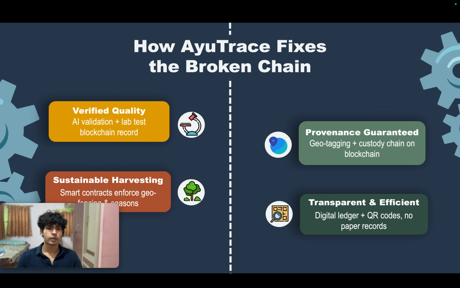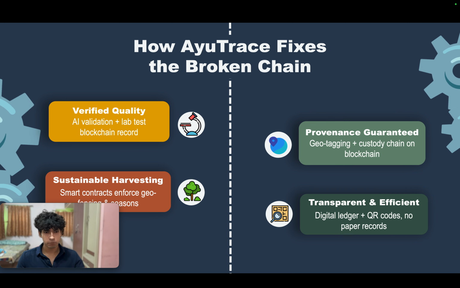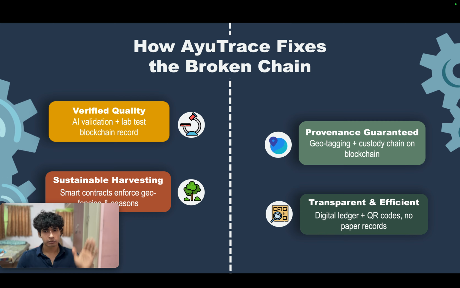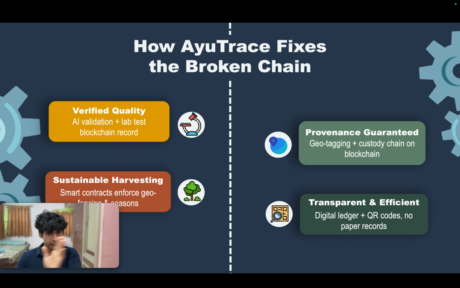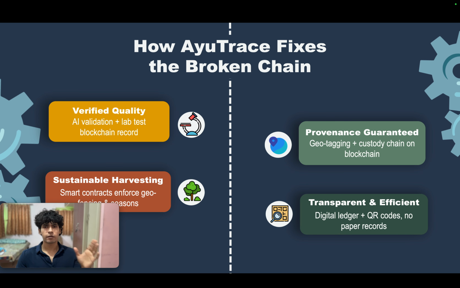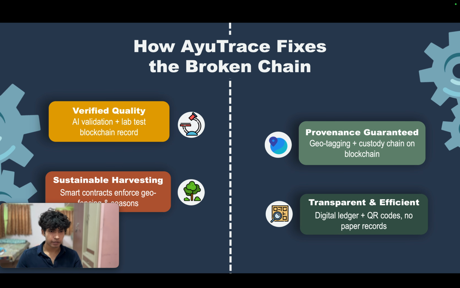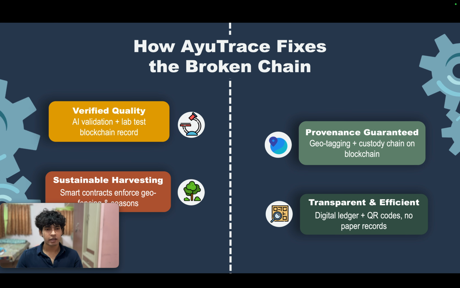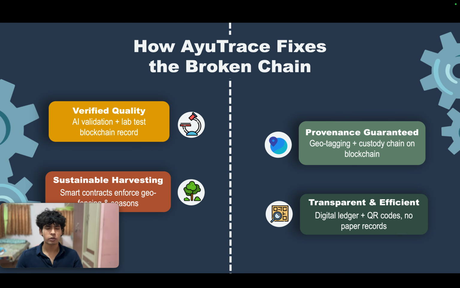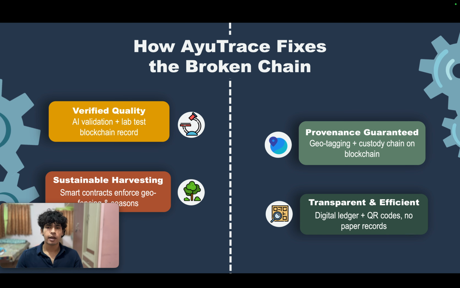How do we fix it? Verified quality using lab tests. We are going to upload the lab test data on the blockchain as well. I'll explain the whole process in this PPT. These are just the points. Provenance guarantee, basically geotagging, knowing from where it has originated. I'll also tell how that is going to be done. Then sustainably harvesting it, and transparent and efficient.